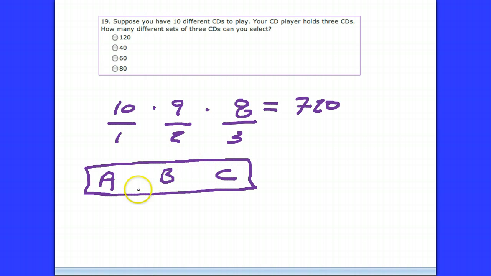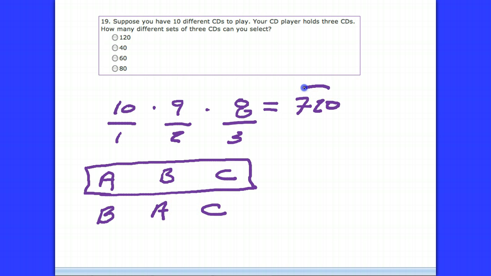But let's say the next time I chose, B ended up in the first slot, A came up second, and C came up third again. These are actually the same 3 CDs. They're just in a different order. And I'm not sure this problem cares. In fact, I can see by the answers offered, it doesn't care.